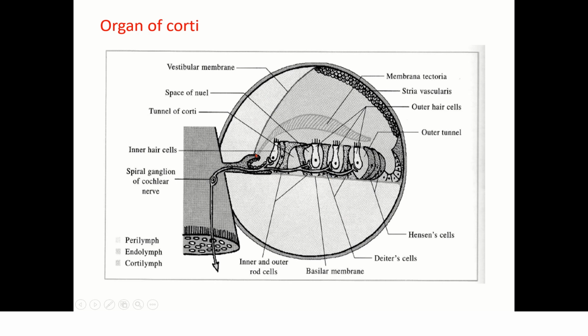Scala vestibuli and scala tympani have perilymph, whereas the cochlear duct has endolymph. But in the tunnel of Corti and the spaces around the hair cells and between the Deiters cells and Hensen cells, there is cortilymph, which is more similar to perilymph than endolymph.